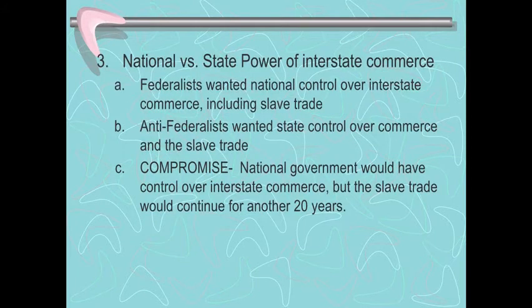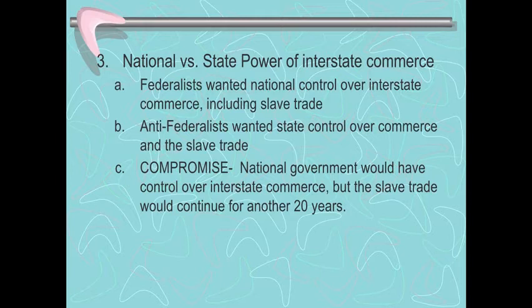All right, now with number 3, national versus the state power. This one focuses more on interstate trade. The Federalists wanted national control over interstate commerce, including the slave trade. The Federalists were the ones that really emphasized the control of national government, and they emphasized that national government should be in power. They wanted control over the trade that happened between the states, including the slave trade.